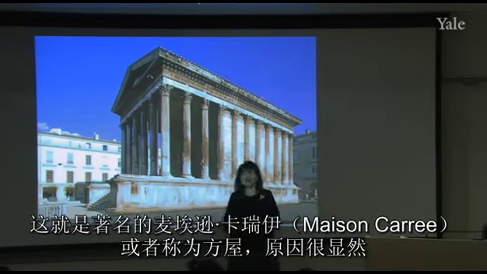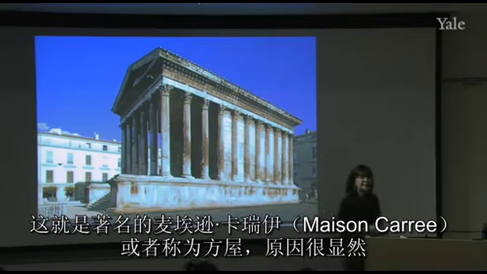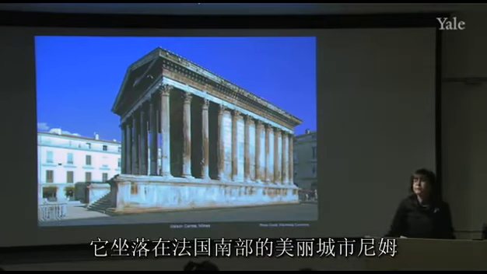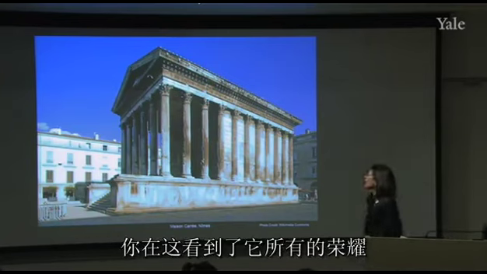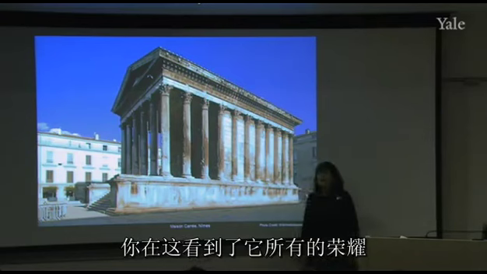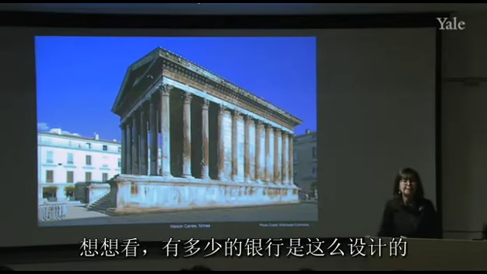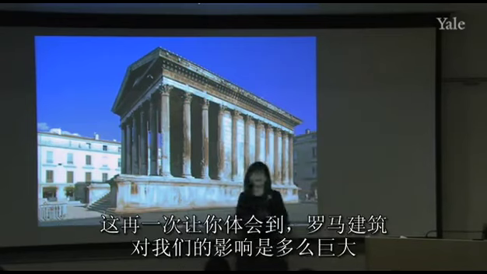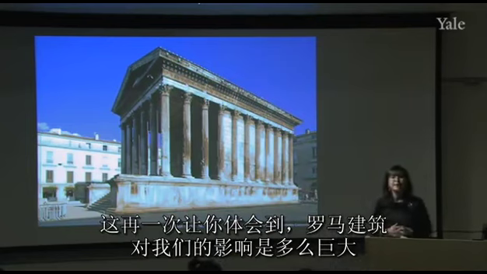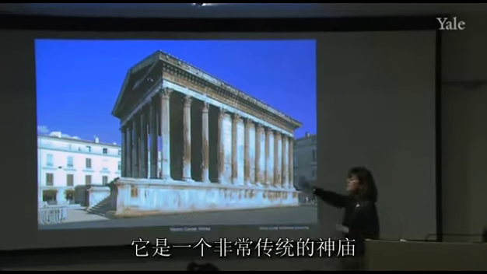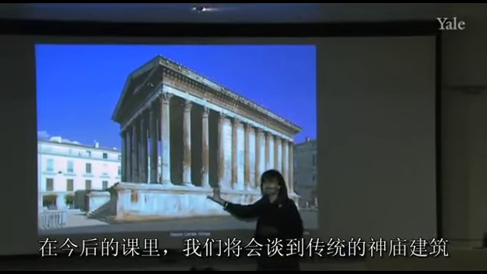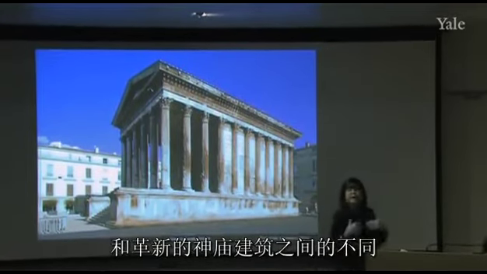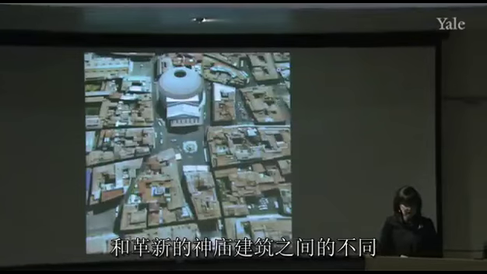This is the famous Maison Carrée, or square house for obvious reasons, that is in the beautiful French town of Nîmes, south of France. And you see it here in all its glory, and think as you look at this, how many banks were based on this plan. I mean, you can go to almost any small city in America and see a bank that looks something like this, which just gives you some sense of, again, how influential Roman architecture has been over time. It's a quite traditional temple. We'll talk about the difference between traditional temple architecture and more innovative temple architecture in the course of the semester.